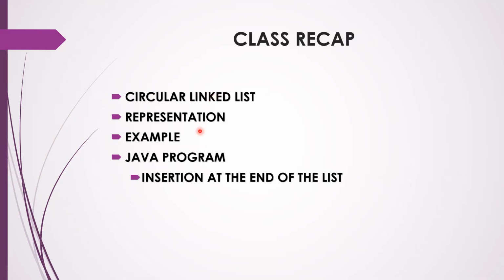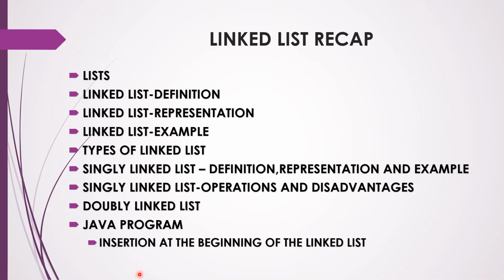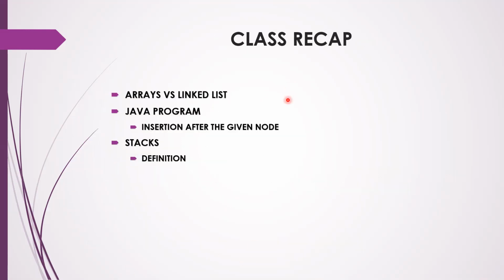So there are two types of circular, circular single linked list and circular double linked list. Then we saw its representation, example, and the Java program based on single linked list insertion at the end of the list. It's a continuation of the previous session's insertion at the beginning. And we saw array versus linked list, and a Java program for insertion after the given node. So in the Java program based on single linked list, we saw insertion at the beginning, insertion at the middle, and insertion after the given node. And we saw a small definition about stack.